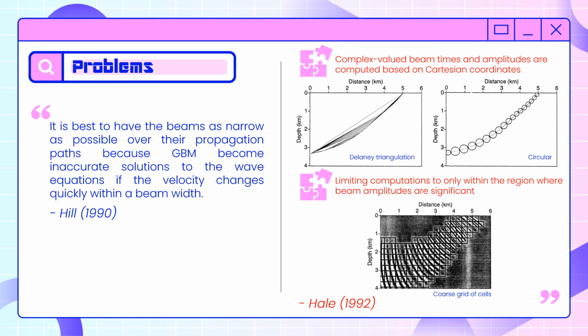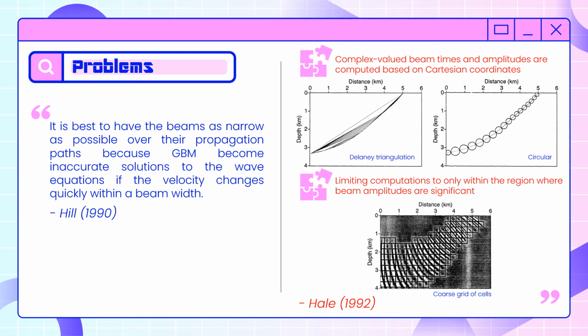Hill commented on the Gaussian beam behavior that it is best to have the beams as narrow as possible over their propagation paths, because Gaussian beam migration becomes an inaccurate solution to the wave equation if the velocity changes quickly within a beam width. If it is too small, the beam quickly increases in width as it propagates.